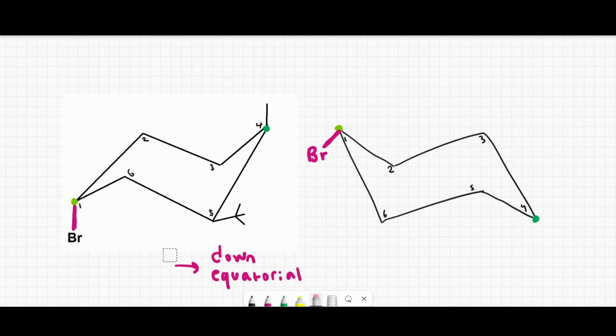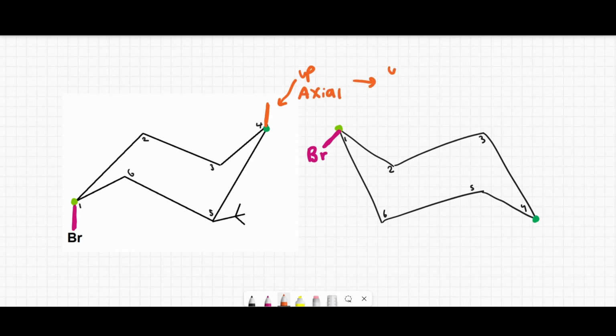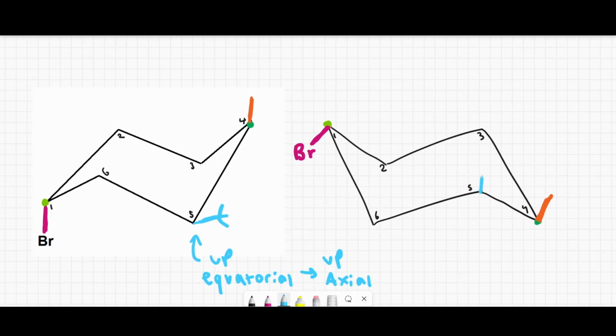Now let's look at that methyl. It is in the up axial position. That means it'll flip to the up equatorial position. Again, do not change whether it's facing literally up or down. Only move from axial to equatorial. Finally, we have this tert-butyl group, and it is in the up equatorial position, so now it'll become the up axial position. And there you have it.